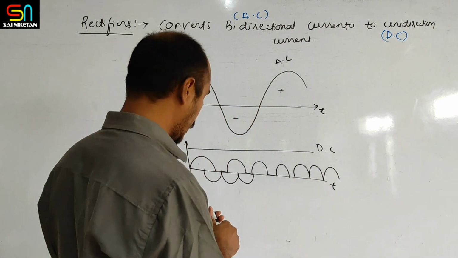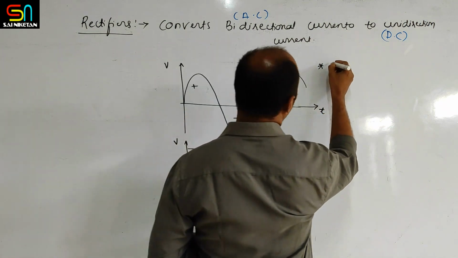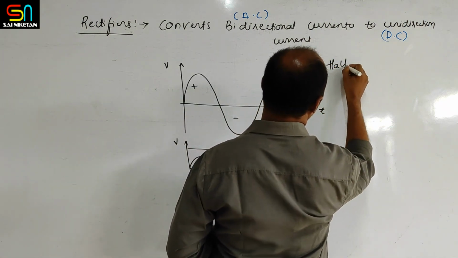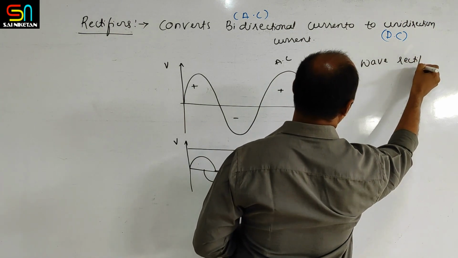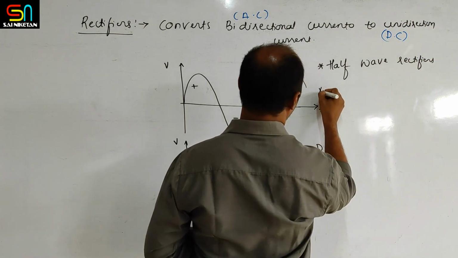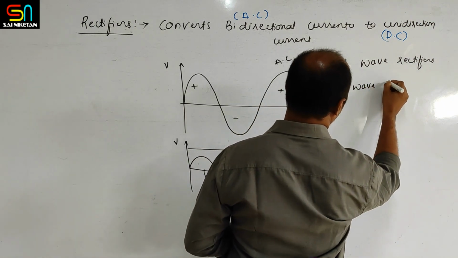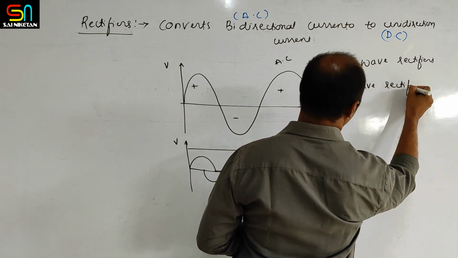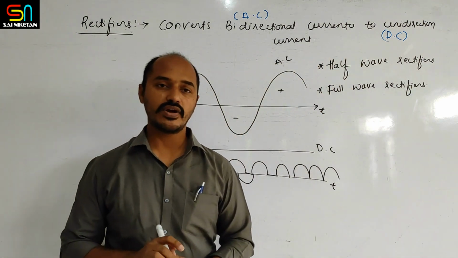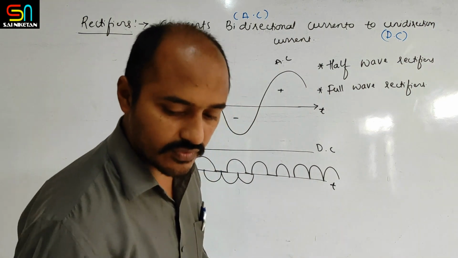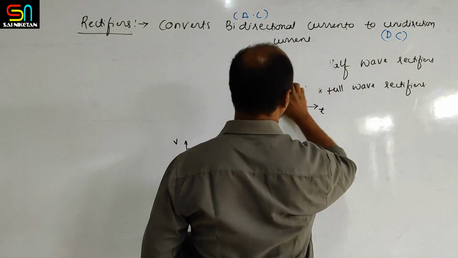Here in the rectifier topic we are going to study two kinds of rectifiers. One is the half wave rectifier, and the other is the full wave rectifier. We will study half wave rectifiers and full wave rectifiers in detail. First we will go for the half wave rectifier. What do you mean by half wave rectifier?